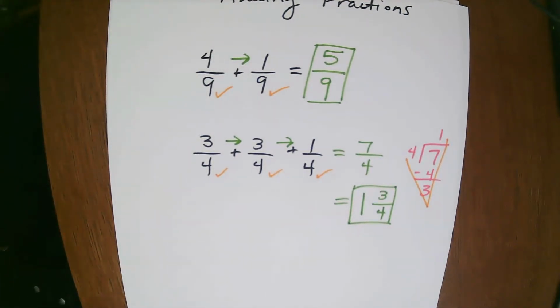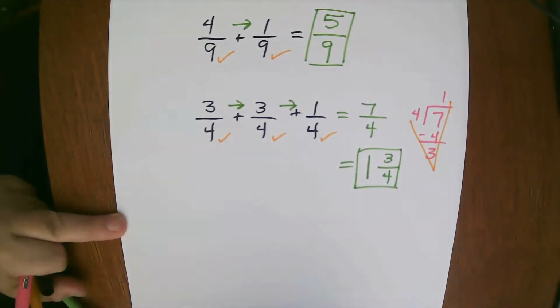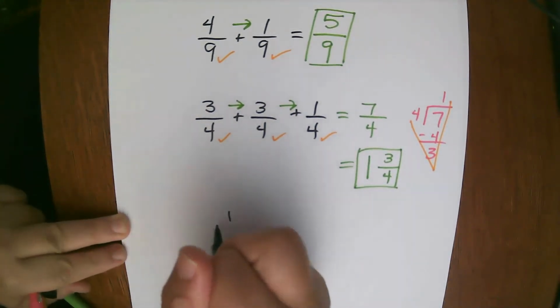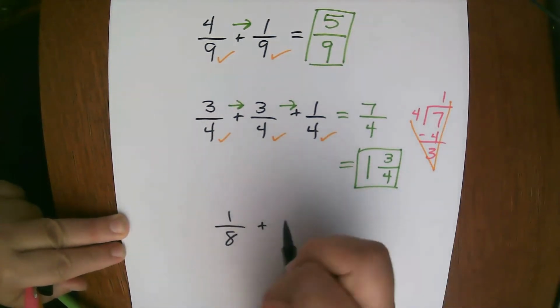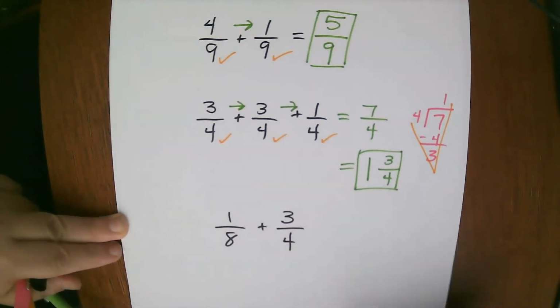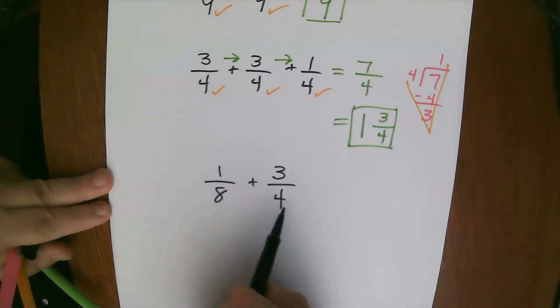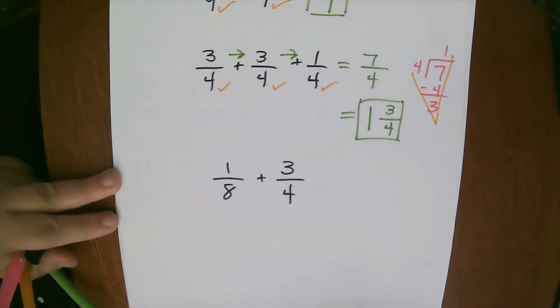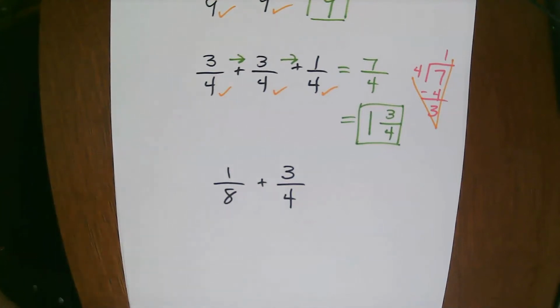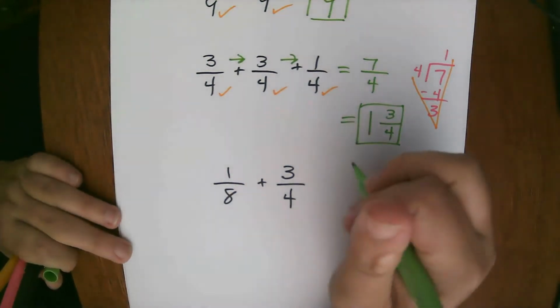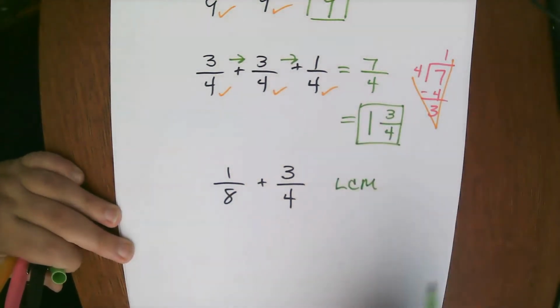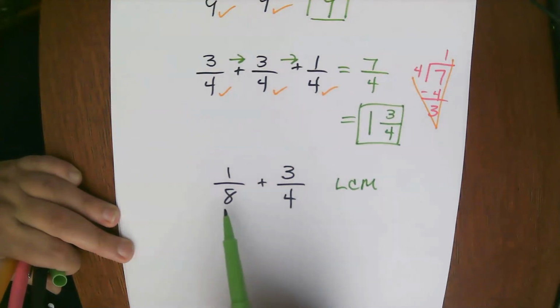So let's look at an example where we do not have common denominators. We have 1/8 plus 3/4. So right off the bat, you can see we have different denominators. We have an 8 here and a 4 here. So we have to somehow make them common. How do we make them common? Well, we need to find the LCM, or the least common multiple. So we need to find a number that 8 can multiply into and 4 can multiply into.